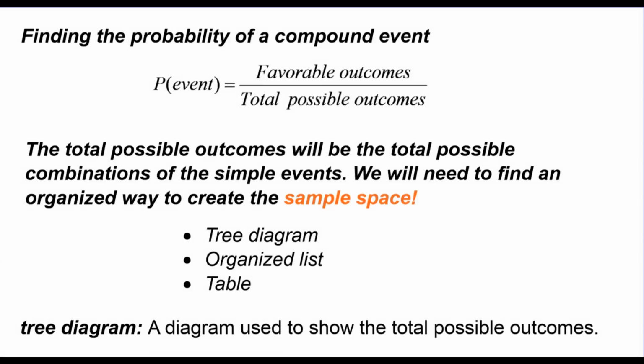And to do that, it's all the possible combinations of the simple events. So we'll need to find an organized way to create what we call the sample space, or a list of all the possible outcomes. Some of the ways to do that are using a tree diagram, an organized list, or a table. So some way to organize the outcomes, because we're going to be listing all of the combinations of the ways these simple events can be combined. A tree diagram is just a diagram that's used to show the total possible outcomes.